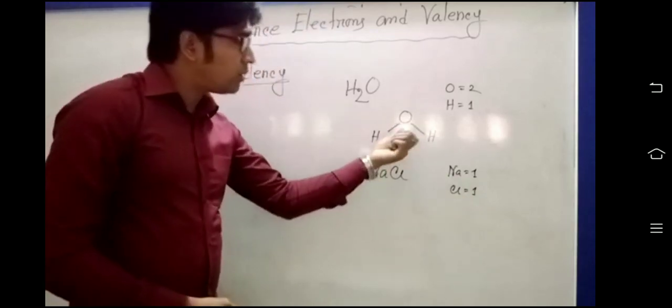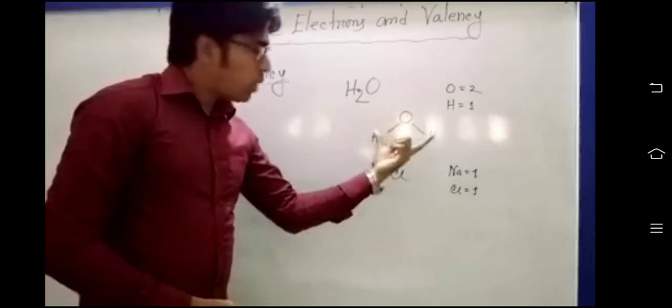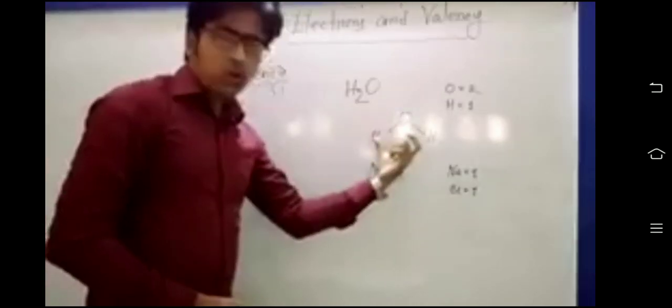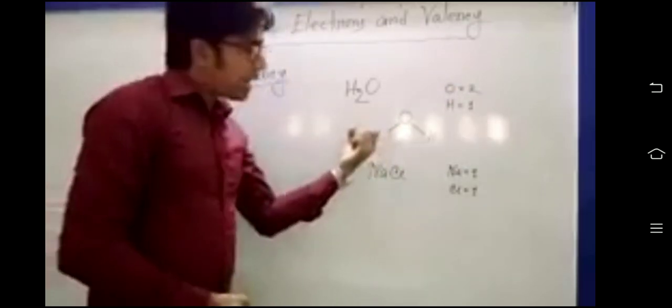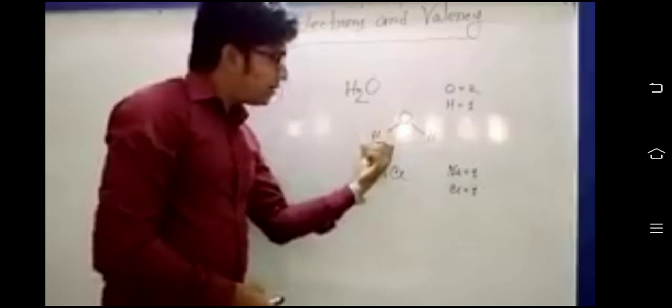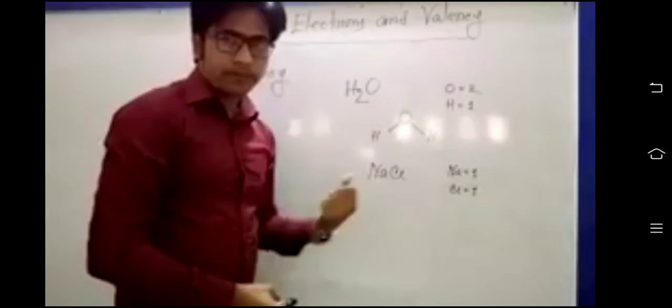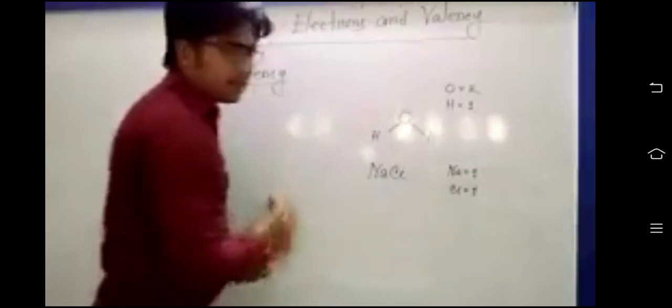And in the H2O molecule, oxygen is connected with 2 hydrogen atoms. So the valency of oxygen is 2, and 1 hydrogen connects with 1 hand of oxygen. That's why the valency of hydrogen is 1. So now we know the valency of elements.